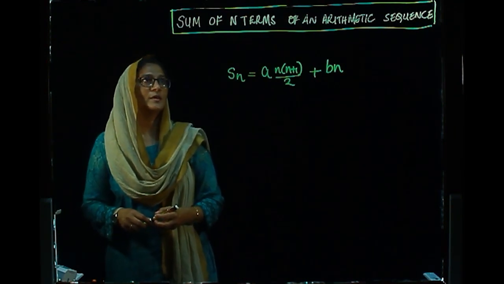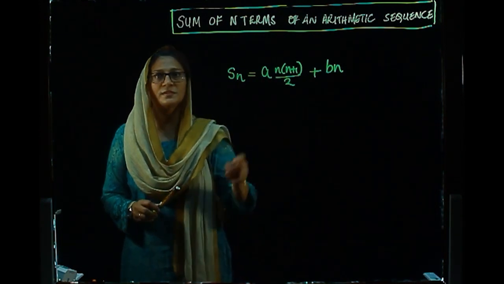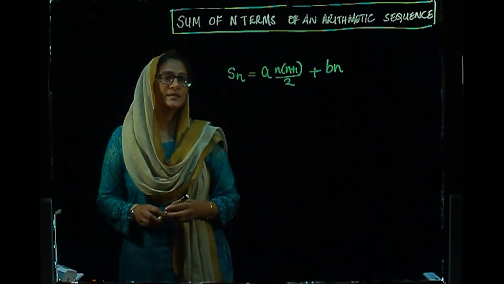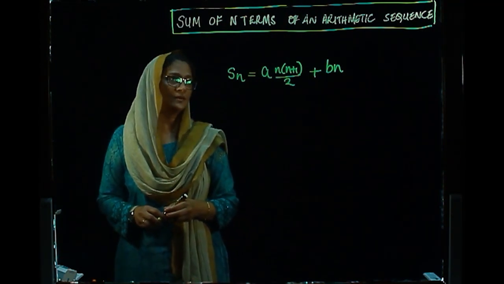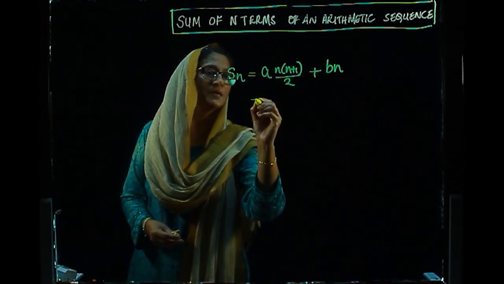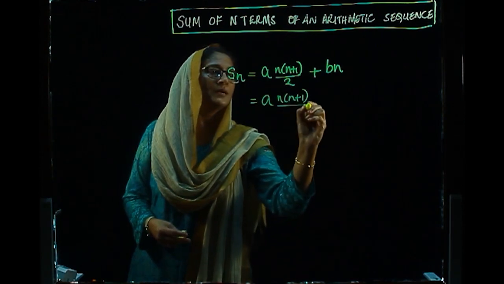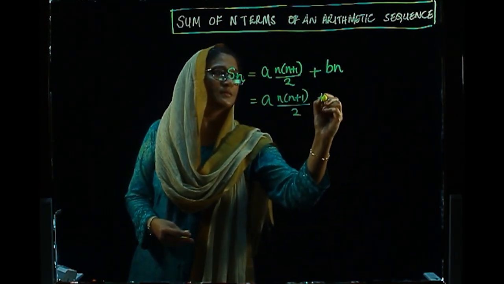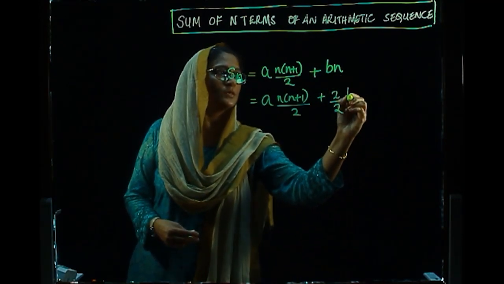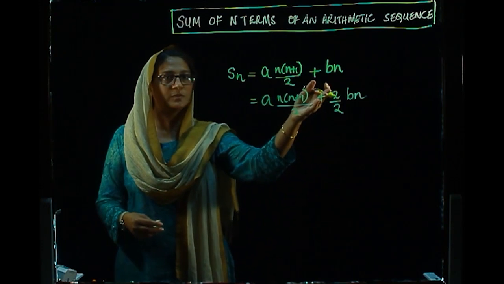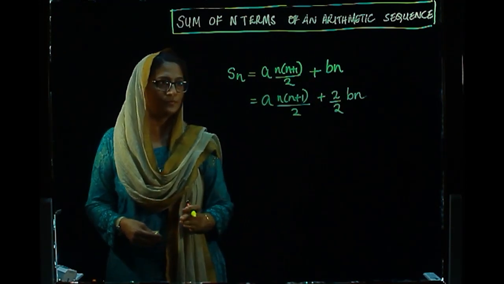We can calculate the sum of n terms of an arithmetic sequence in another way also. Let us follow these steps. We have Sn is equal to a multiplied by n into n plus 1 by 2 plus bn. I am just rewriting this. The first part remains the same: a multiplied by n into n plus 1 by 2, plus I am adding 2 by 2 over here, 2 by 2 bn. There is no change because 2 by 2 is again 1.